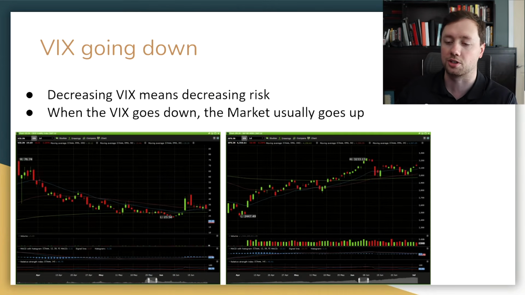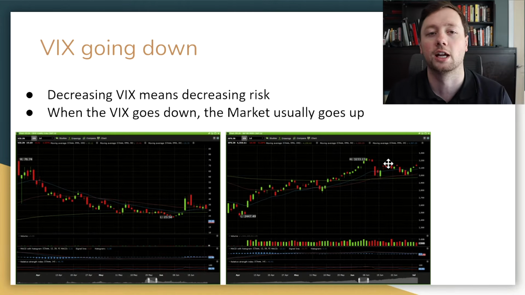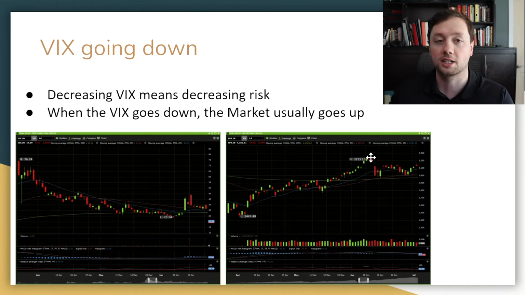And it goes in the other direction as well. So when the VIX goes down, as you can see pretty much across this entire chart, the S&P 500 went up. And so the VIX and the market are inversely correlated, and you can use the VIX to try and determine what direction the market is about to go in. So when the VIX begins to go up, that means that the market is likely about to sell off, and the exact opposite is also true.